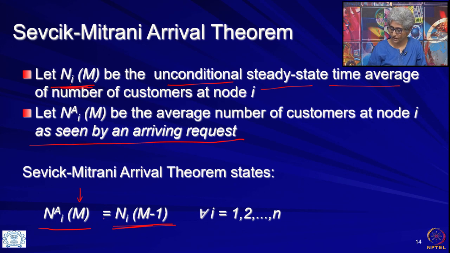So, it is as if the request which is arriving to this node i is not there in the system. It is as if it is just an observer, and if it was an observer and observed the unconditional averages at each node, then that is what it would see at the points that it arrives into the network, even when it is actually in the network. We are operating at the load level m, but the arriving request sees the system as if it is not there. It is an absolutely beautiful thought. Please think about it. It might take some time to digest this thought.